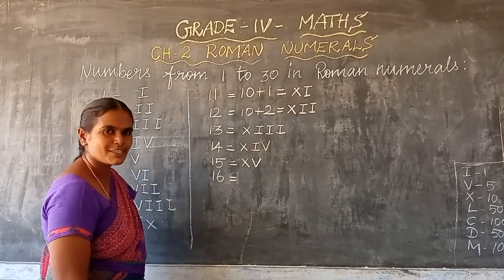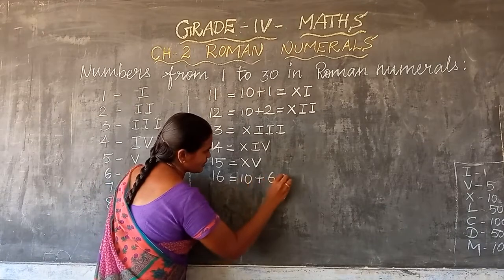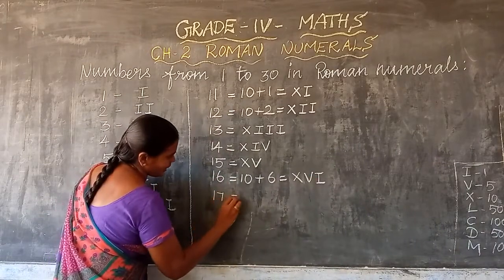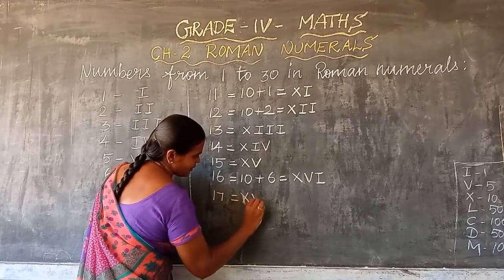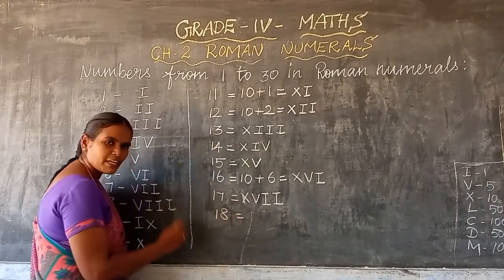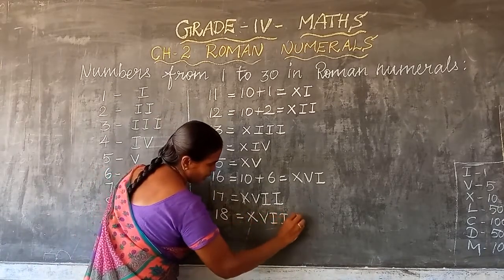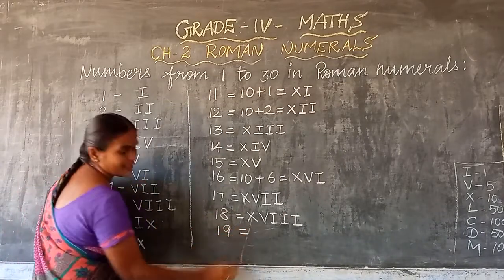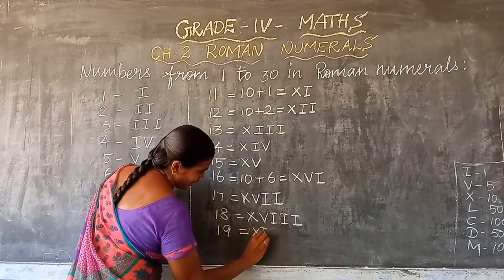16 means 10 plus 6. So XVI. 17: 10 plus 7. So XVII. 18: same, 10 plus 8. 10 means X, 8 is VIII. 19: 10 plus 9. 10 means X, 9 is IX. So XIX.